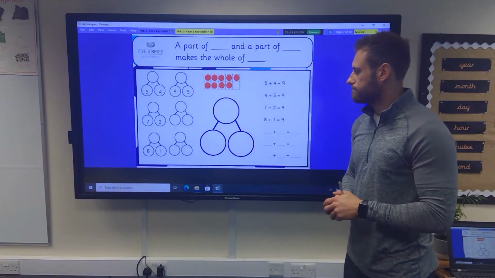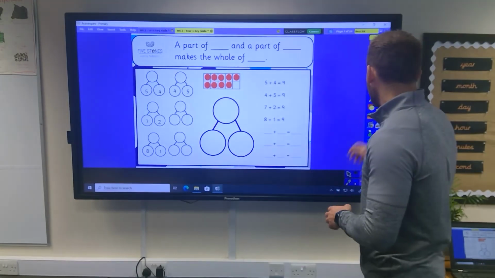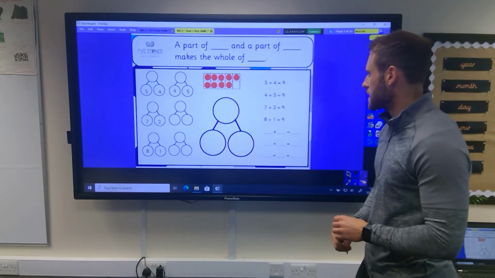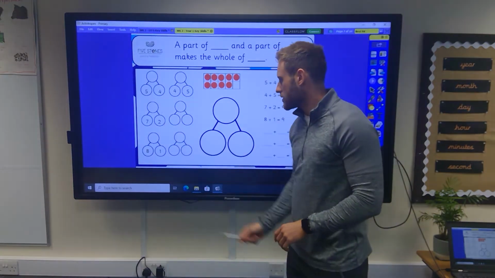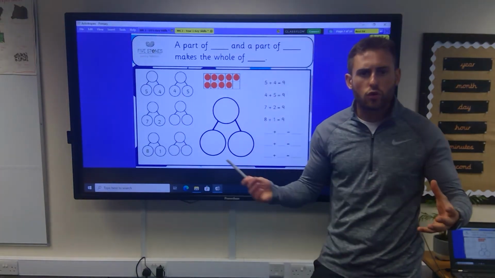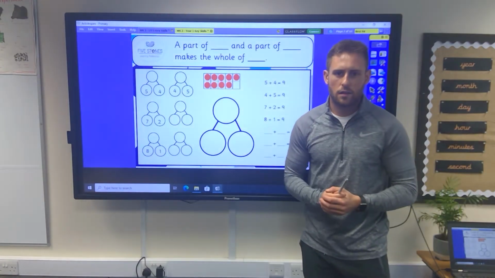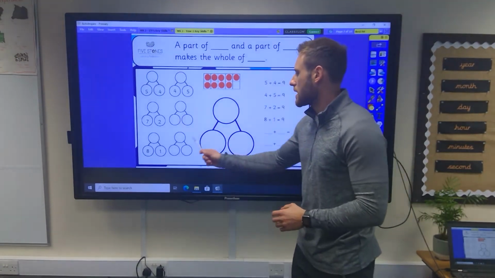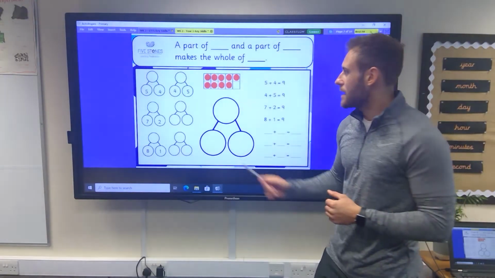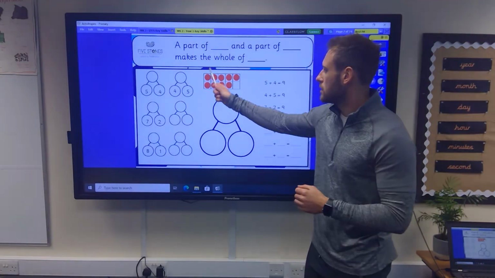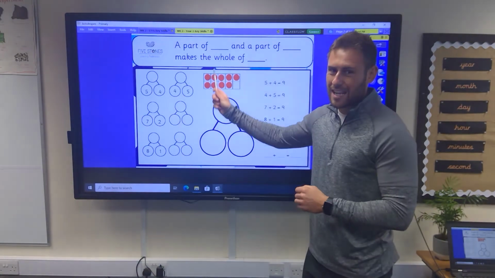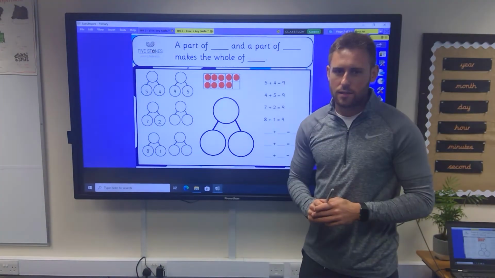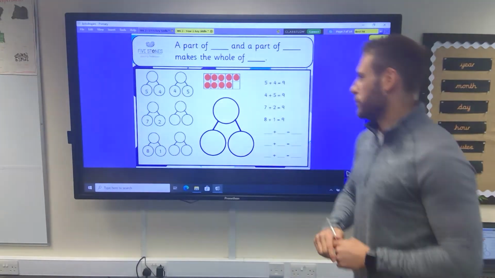So now we've got a tens frame. We've had a little look at some of the number relationships already. So we've got 5 and 4, 4 and 5, 7 and 2, 8 and 1. Those are the ones we've already looked at. I want you to see if there's any other way we can represent this same whole. So the whole does not change. How can we represent this same whole in any other ways? Off you go, that's your job.